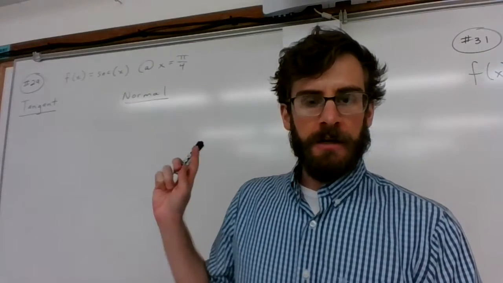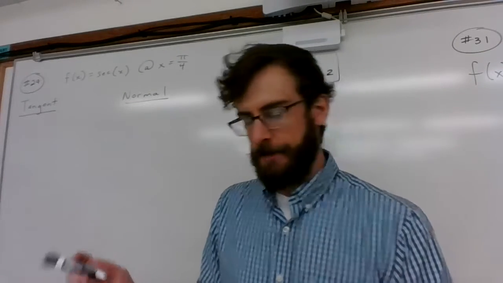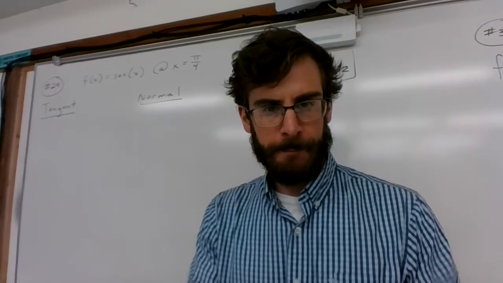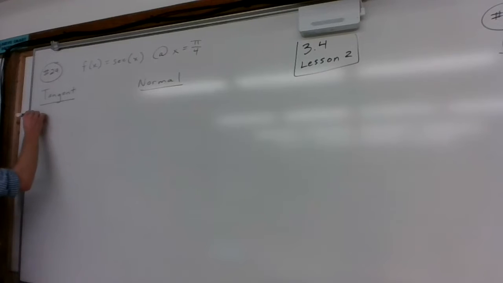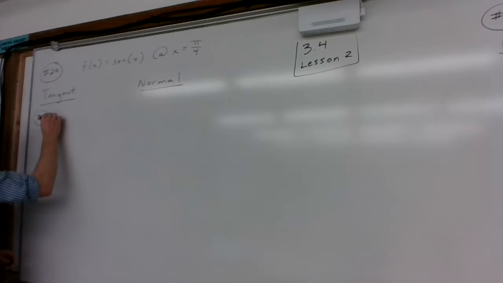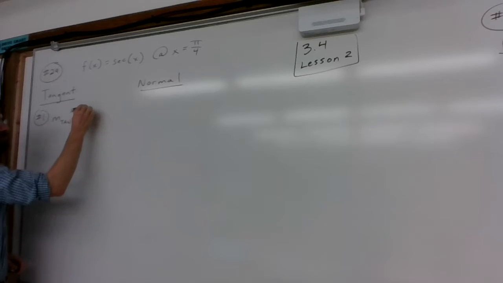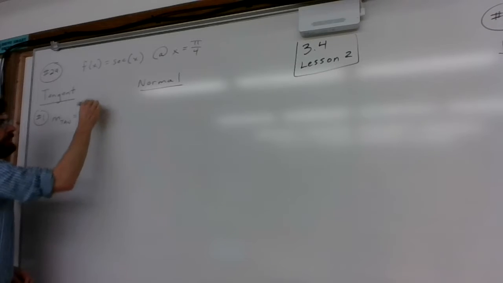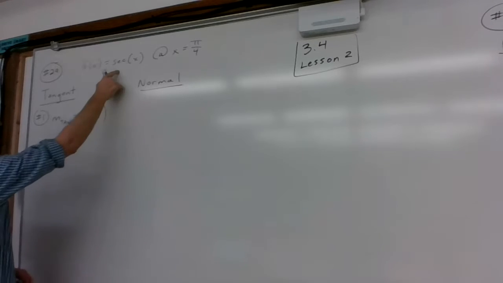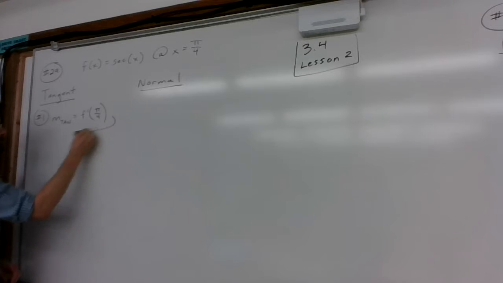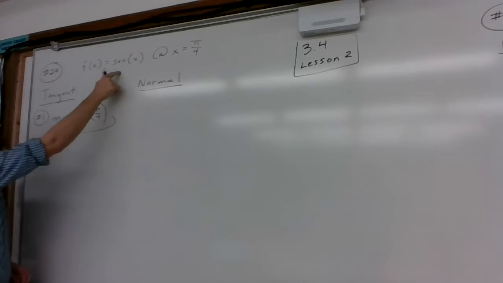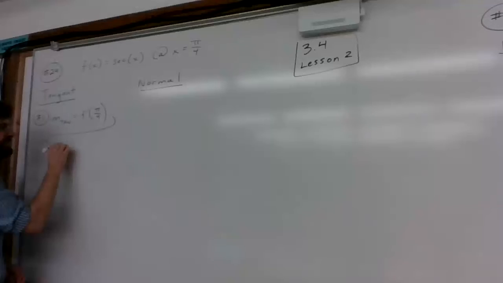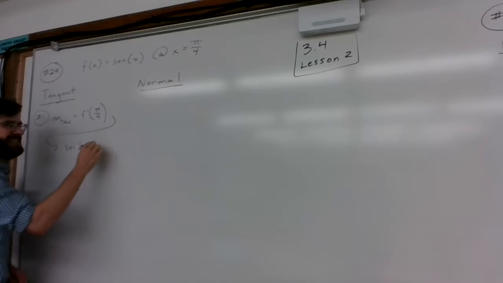All right? How do you find the equation of a tangent line? Let's make sure we got that. Step one. We need the m of the tangent line, which we know to be the derivative at the point in question. So, f prime at pi over 4, we can take the derivative of secant. The derivative of secant of x is secant of x tangent of x.